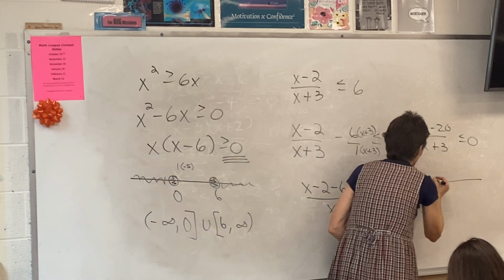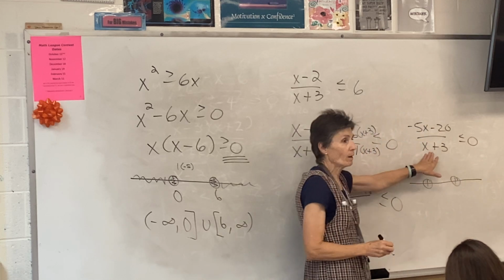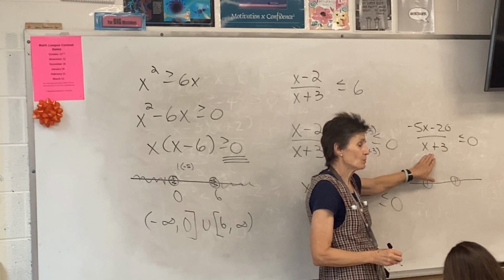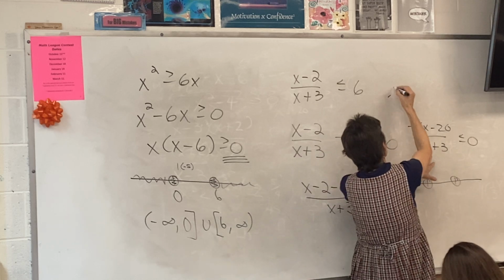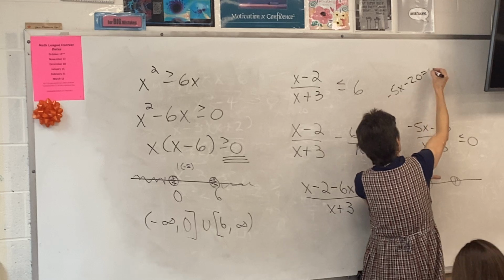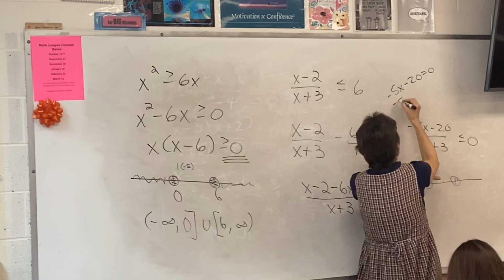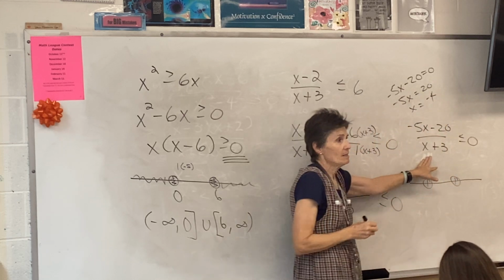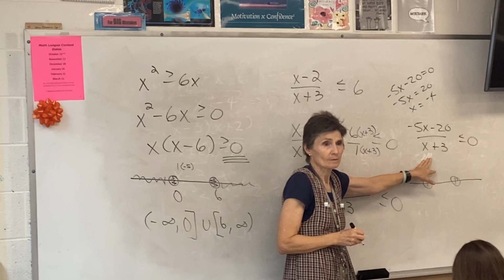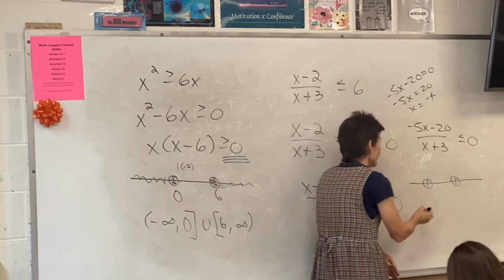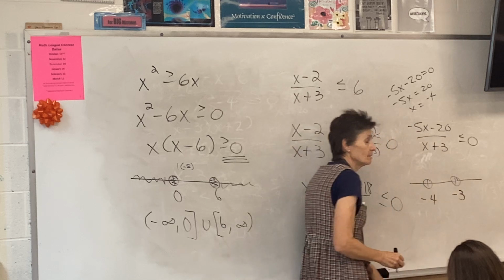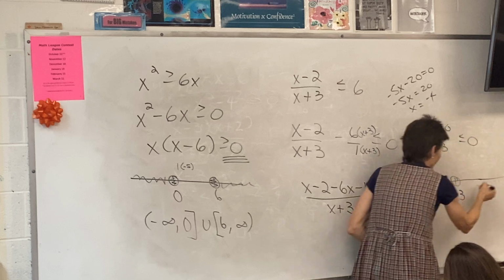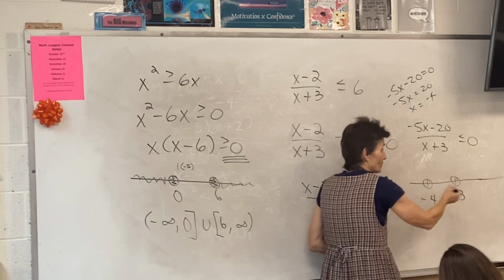I know I'm going to have 2 dots on my number line, and you know one of them is going to be at negative 3. I'm not quite sure where the other one is, so I'm going to work it out. Negative 5x minus 20 equals 0. So negative 5x equals 20. It looks like that other dot's going to be at negative 4. So negative 4 and negative 3. Remember, this is a number line, so out here somewhere is 0, right? So this is how they go.